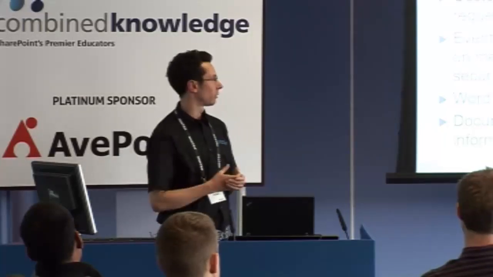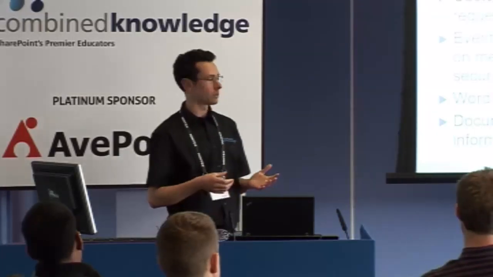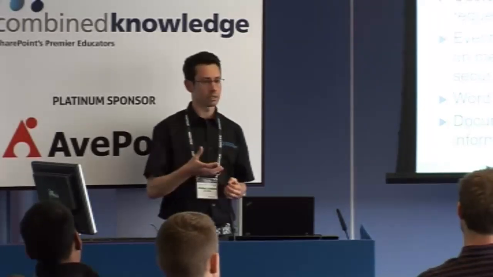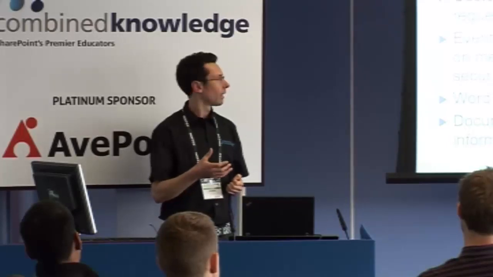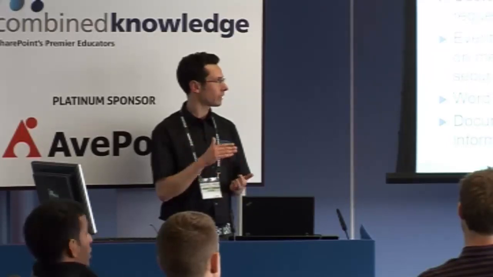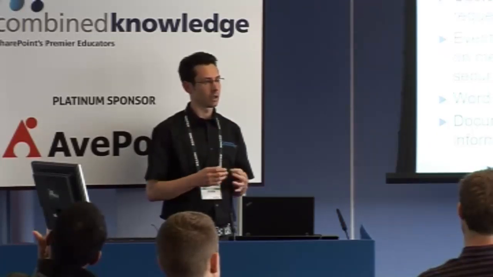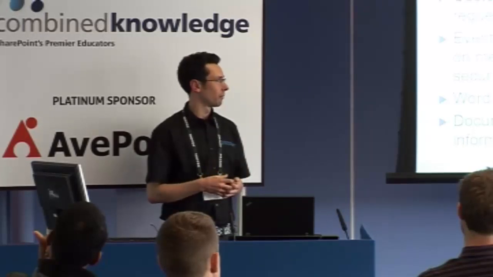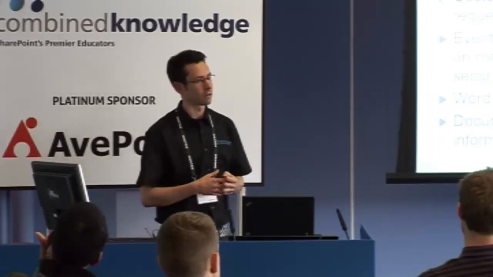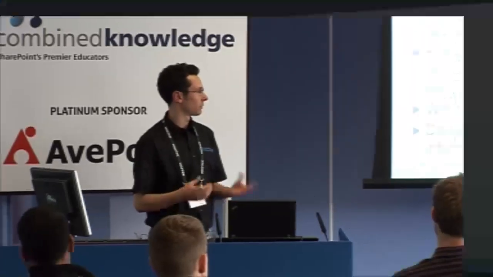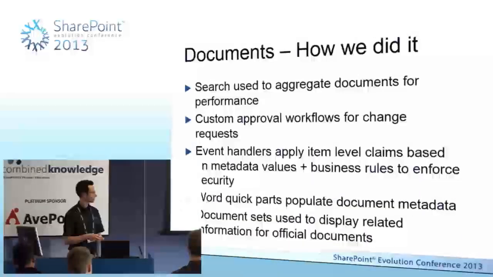So the method we used to implement that is to use an event handler which captures or makes changes to the document each time it's updated, and that will change the groups or the claims that are applied to that document to apply permission that way. And there are Microsoft recommendations around that. That's supported up to 50,000 documents per library, which is much more than what we had there. So when we did performance testing, that worked quite well.